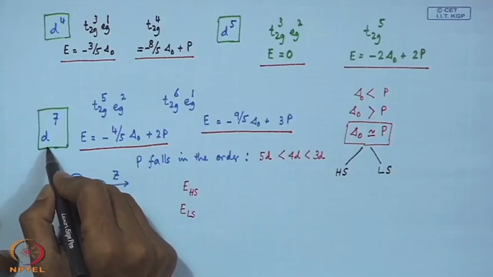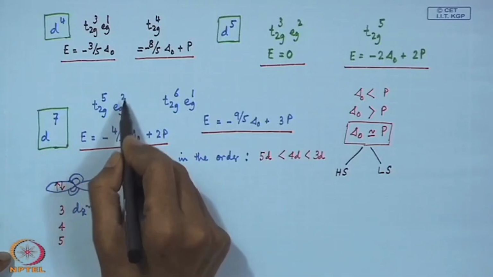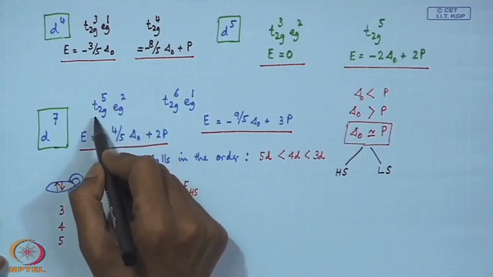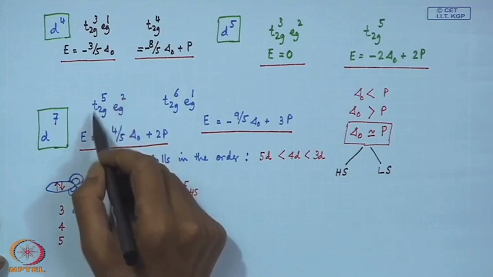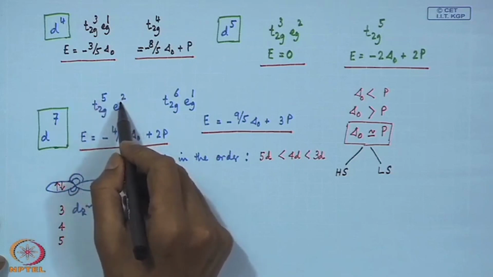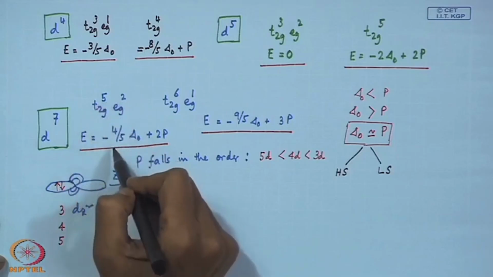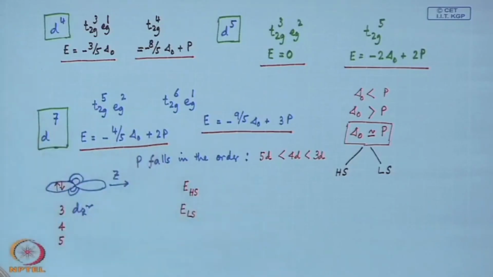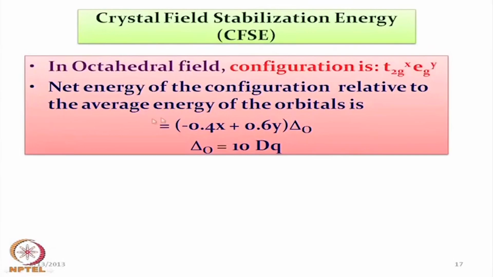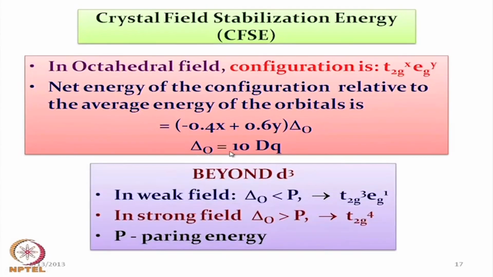When we have the d7 configuration, we have t2g5 and eg2. So we write it in the form of t2g^x and eg^y, because in the energy term we have considered one as x and another as y. So the occupancies x and y can be very quickly multiplied for the total energy calculation. The net energy of the configuration relative to the average energy, which is the barycenter energy of the orbitals, is minus 0.4x plus 0.6y times delta O, in octahedral geometry where delta O is 10 Dq.